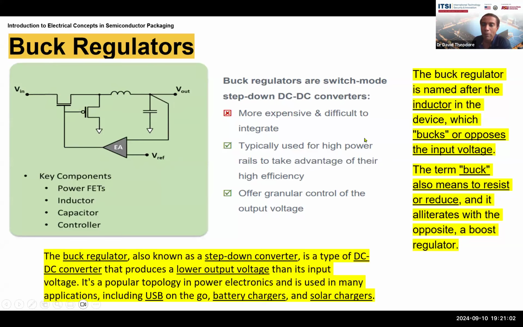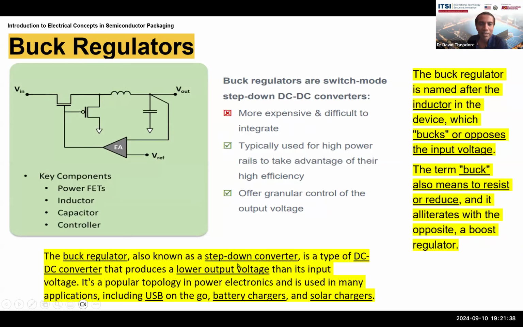They're typically used for high power rails to take advantage of the high efficiency, because you want to minimize any power loss. And they offer granular control of the output voltage, which basically means you can control this at different levels with good precision. So the buck regulator is named after the inductor. That's this, in the device, which bucks or opposes any changes in the input voltage. The term buck also means to reduce, in contrast with the opposite, which is a boost regulator. So the buck regulator is also known as a step-down converter.